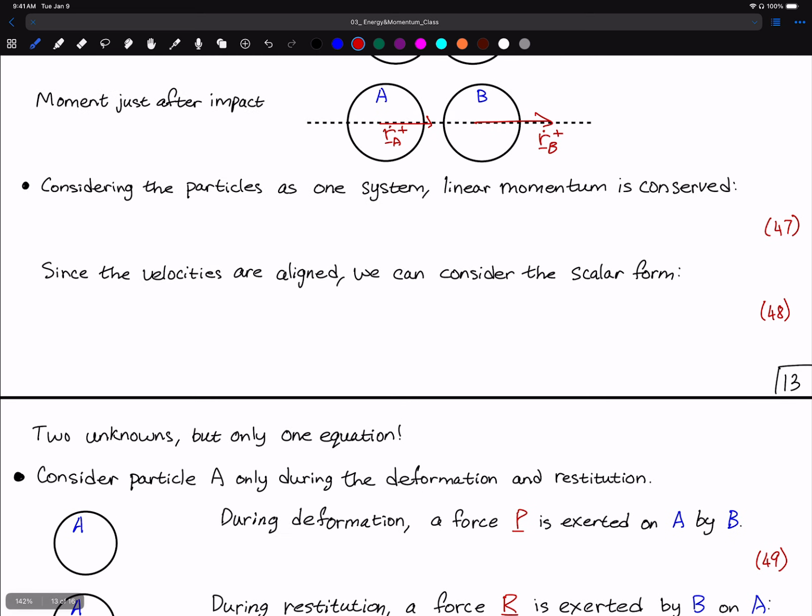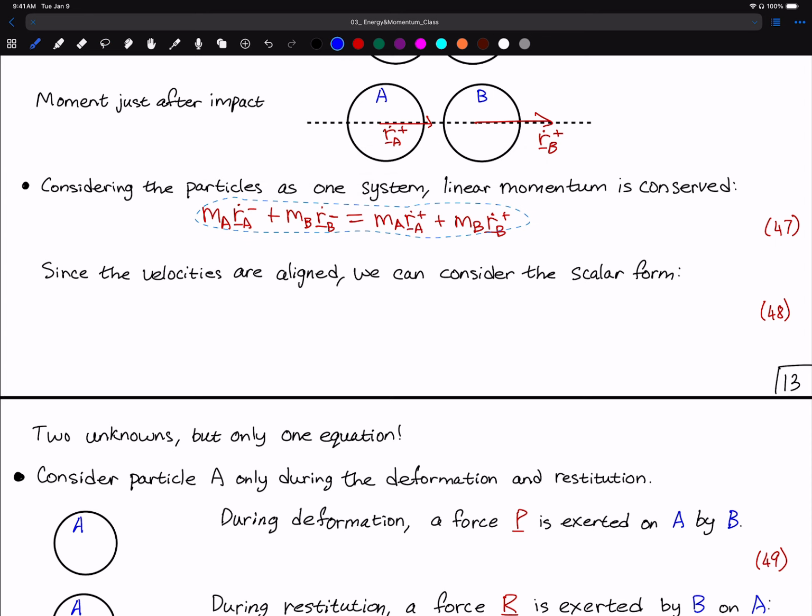Now we're going to consider the particles as one system, and as a result, the linear momentum is going to be conserved. We can write here that m_A ṙ_A minus, that's a vector, plus m_B ṙ_B minus will be equal to m_A ṙ_A plus plus m_B ṙ_B plus.